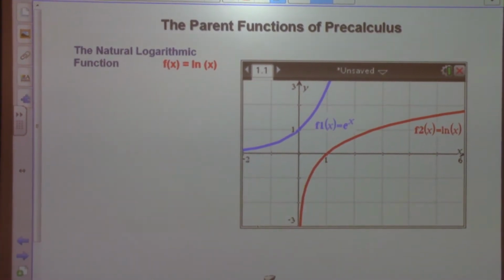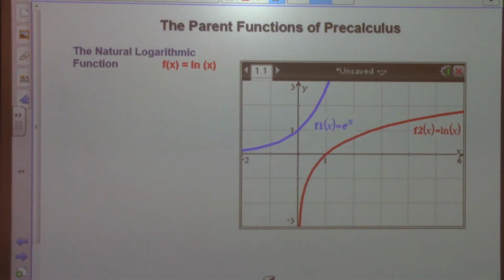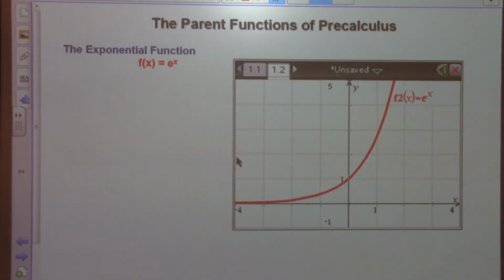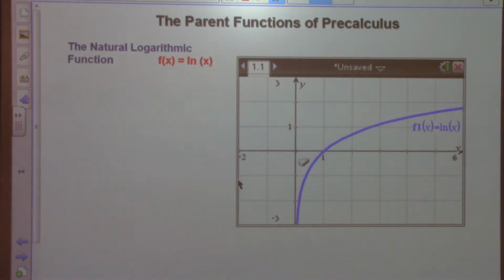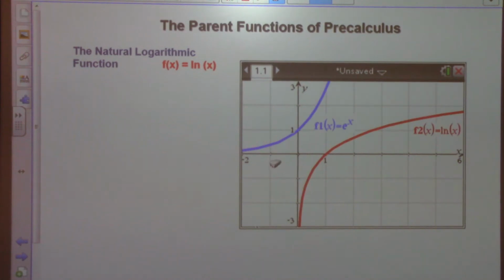Okay, here we are to part 2, and I just want to start out where we left off. The last two we covered yesterday were these two, the natural exponential function and the natural logarithm function. And these two are inverses of each other. So that's one of the things we're going to be talking about later this year.